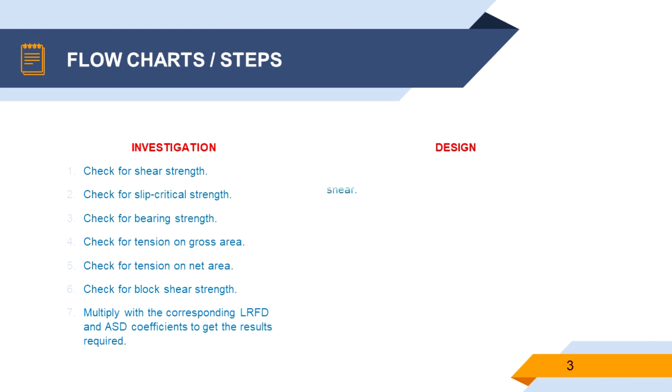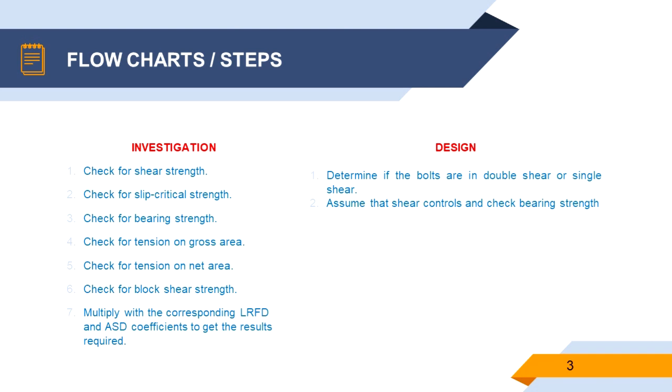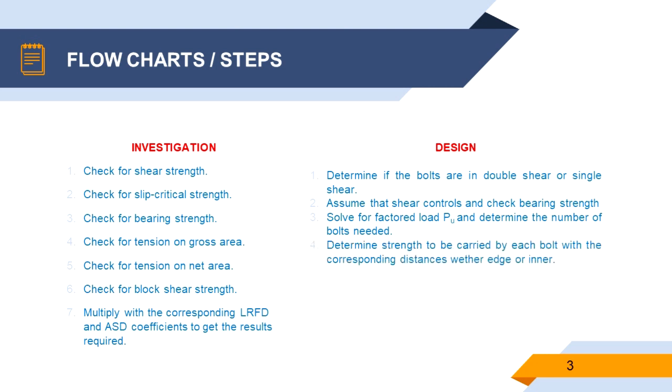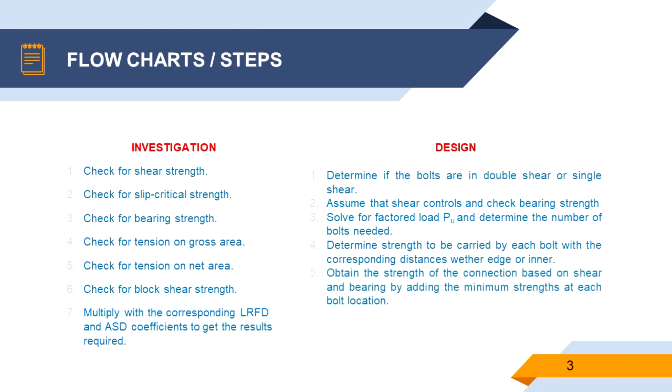Next is for the design. First, determine if the bolts are in double shear or single shear. Assume that shear controls and check bearing strength. Solve the factored load PU and determine the number of bolts needed. Determine strength to be carried by each bolt with the corresponding distances, whether edge or inner. Obtain the strength of the connection based on shear and bearing by adding the minimum strengths of each bolt location.